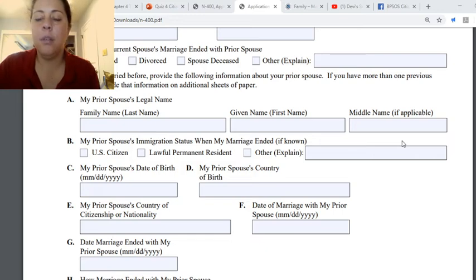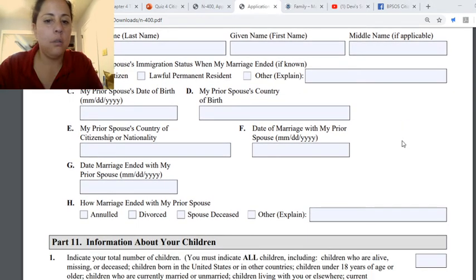Prior spouse, husband or wife, legal name, last name, first name, middle name. Their immigration status. Were they a U.S. citizen, a lawful permanent resident? Okay, pick one. Letter C, your prior spouse's date of birth. So if you know your husband or wife's date of birth from before, what is their date of birth? Month, day, year. Letter D, your prior spouse's country of birth. Your prior spouse's country of nationality or citizenship, for example, Vietnam. Letter F, date of marriage with your prior spouse.